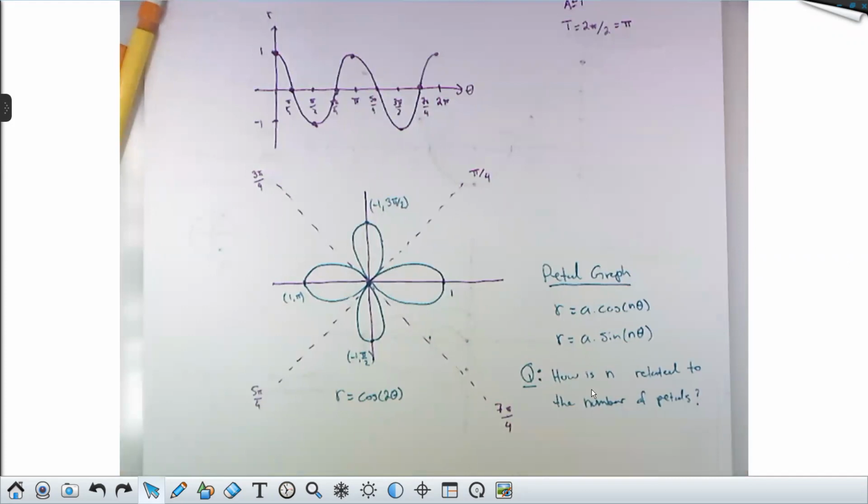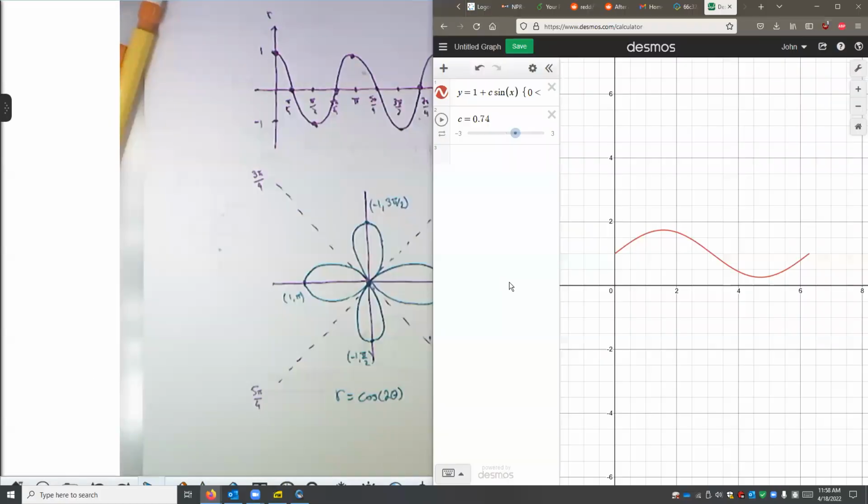The A is just like the amplitude, right? It tells you how big each petal is. The N is what tells you the number of petals. The answer is not quite as obvious as it might seem from this example, but it's very close to that. So I can show you a couple more examples in Desmos really quickly.